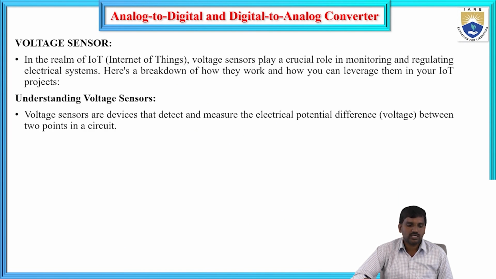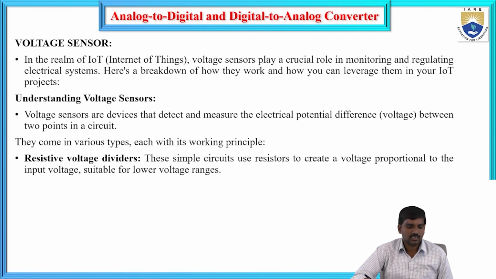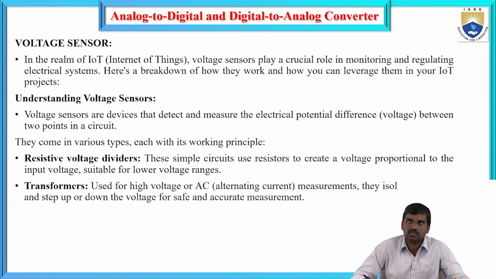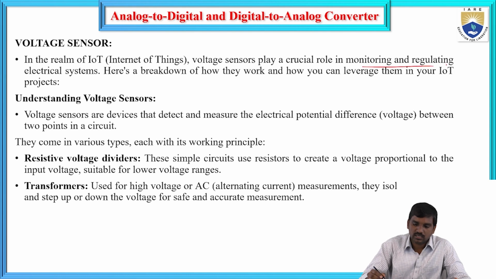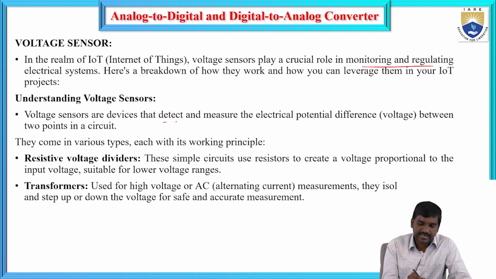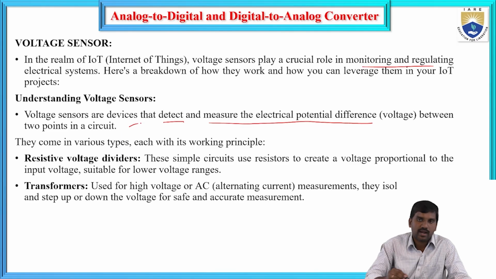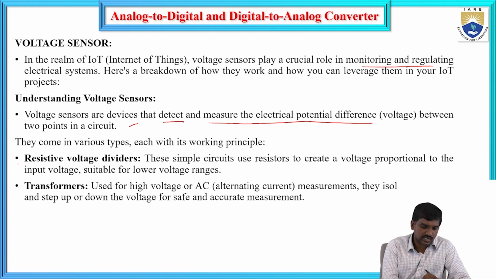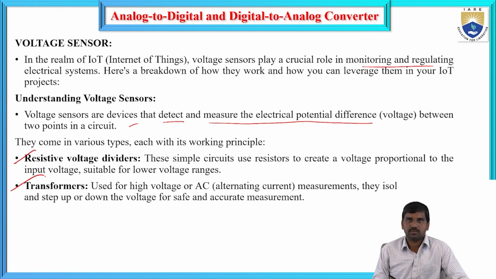So here, in real-time Internet of Things, voltage sensors play a crucial role in monitoring and regulating electrical systems. In understanding the voltage sensor, these are devices that detect and measure the electrical potential difference between two points in a circuit. There are various common types here: resistive voltage divider and transformer.